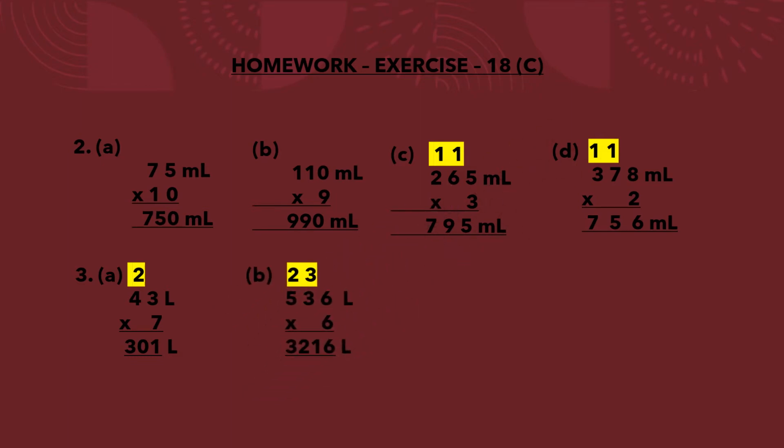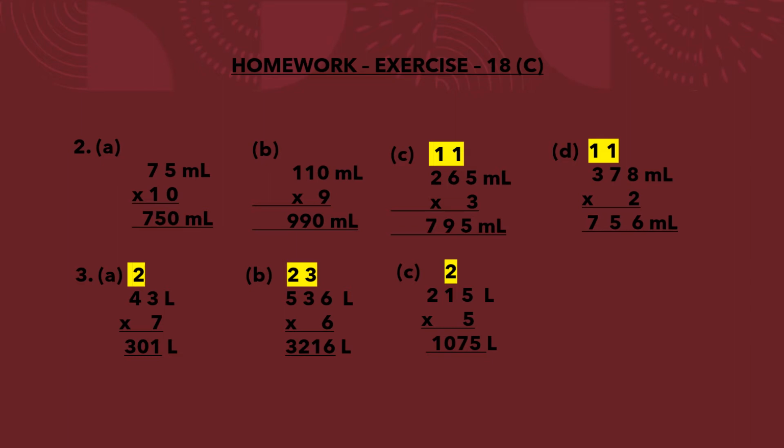Now B part, 536 liters multiplied by 6. Now read out the table of 6. 6 6s are 36. 6 you will write in the answer part and 3 as carry. Then 6 3s are 18. 18 plus 3 is 21. So 1 you will write in the answer part and 2 as carry. Then 6 5s are 30. 30 plus 2 is 32. So total answer is 3216 liters. Children, don't forget to write the unit.